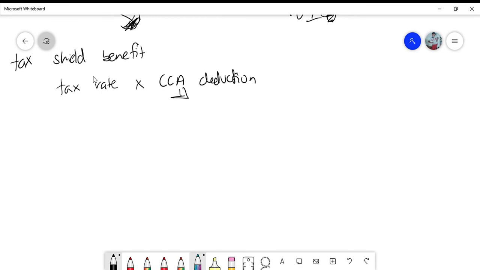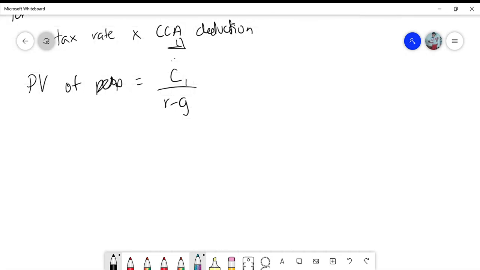So let's say our CCA deduction, our equipment. We can predict the max amount of CCA a firm can claim from year of acquisition through to infinity. Okay, so first of all, I'm just going to write this down. The present value of a perpetuity equals the amount that you pay all over the rate minus g. Cool, makes sense.